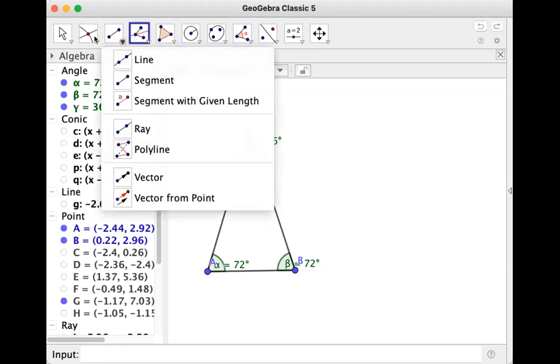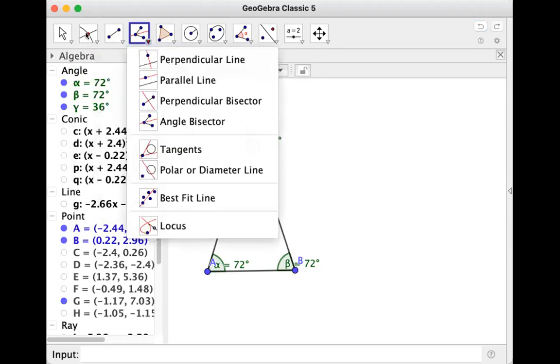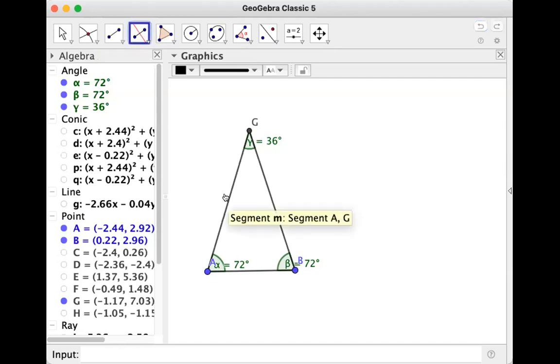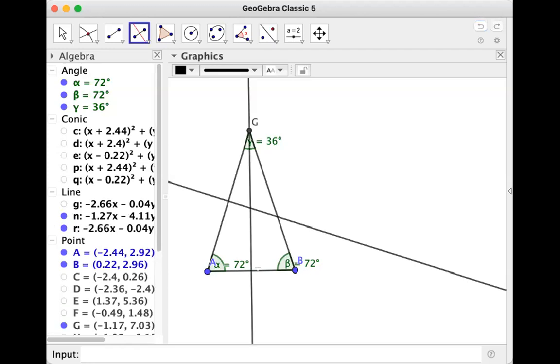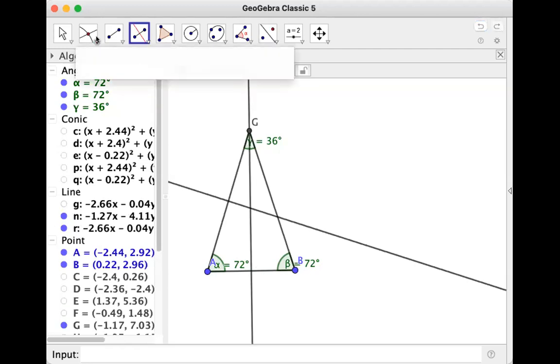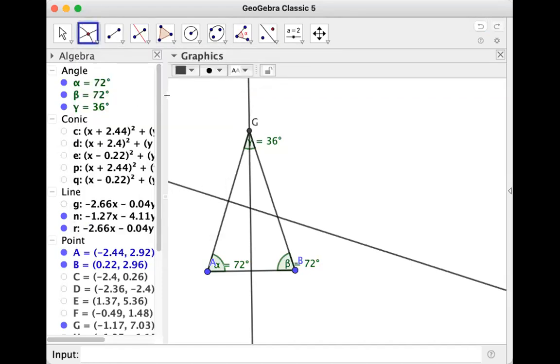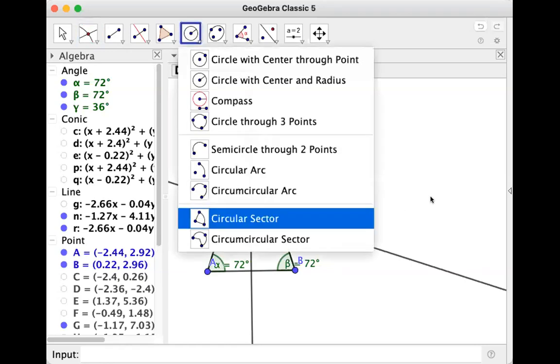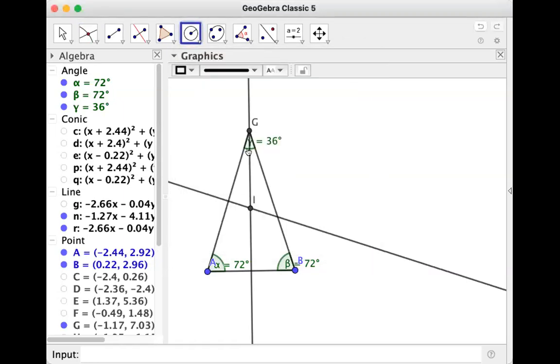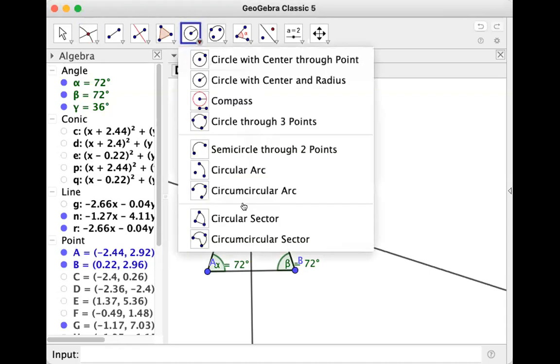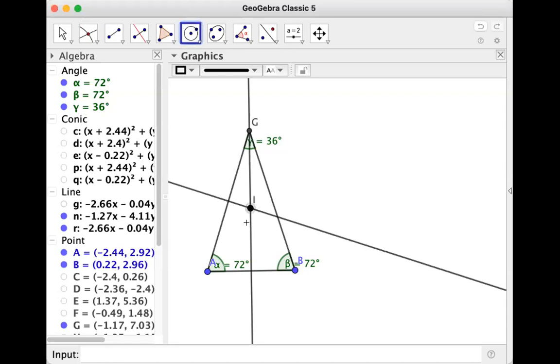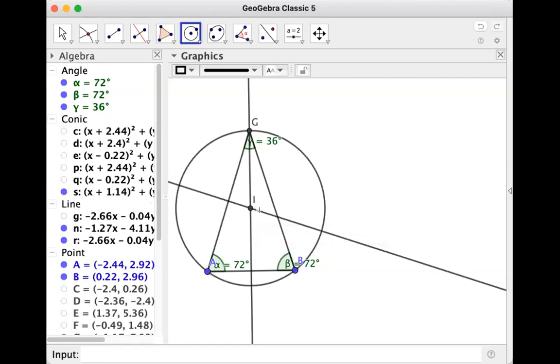I'm just going to tell you, without proving it, that if you make two perpendicular bisectors of any two sides, doesn't matter which two, and you find the intersection of the perpendicular bisectors, and you make a circle with that point as the center, using circle with center through points, and go through any of the three vertices, I promise you, it will go through all of the vertices.